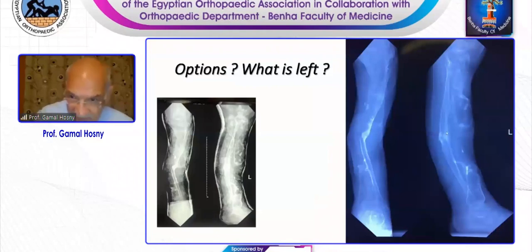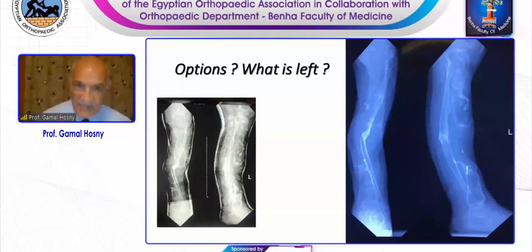So what's left? Do we have other options? After, in the clinic, we removed the fixator immediately. Why did we remove the fixator immediately? Because it was a severe pin tract infection, and we thought it was going to give you osteomyelitis or ring sequestra at the site of the injury. So what's left?